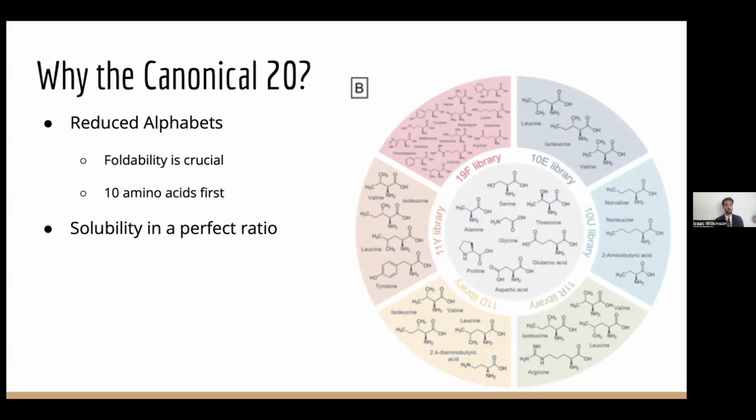But what we also saw was 11R and 11Y libraries mildly increased the secondary structure propensity when comparing it to the 10E group, showing that it does make sense that these other amino acids that we do see in the code were then added in to help make a more stable core.